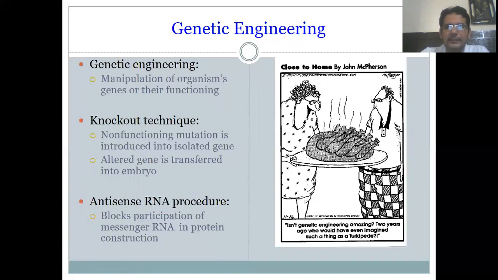And now this is the era of genetic engineering. So in genetic engineering, we can manipulate an organism's genes or their functions. So similarly, we can also manipulate the genes, and then we study how much impact it has. Some genes are very important for the brain function.